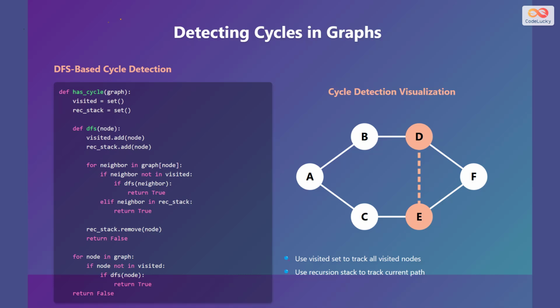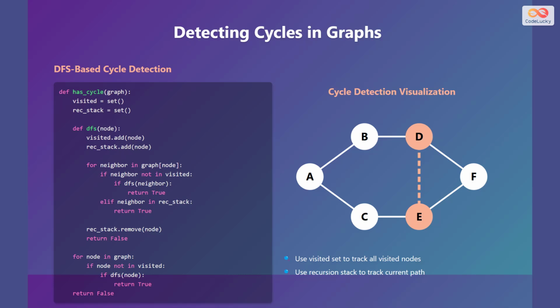One common graph problem is detecting cycles. The code on the left demonstrates a DFS-based approach to detect cycles in a directed graph. The hasCycle function uses a visited set to keep track of all visited nodes, and a recursion stack to keep track of the nodes in the current path. If we encounter a node in the current path that has already been visited, we have found a cycle.